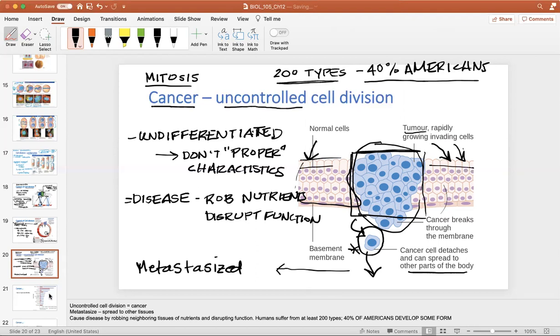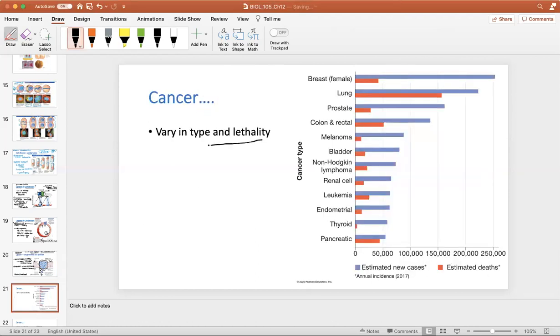So just to continue with this idea that there are 200 different types of cancer and they're very common, I also want to point out that these different types of cancer, because they have different problems with mitosis, vary in their lethality. For example, breast cancer is really common. You can see here, this blue column is the estimated number of new cases. That's a lot. But look at the number of deaths. That's pretty low, okay? And one of the reasons for that is we have really good detection. We can detect breast cancer really, really early. And so we can do things to try and treat it ASAP.